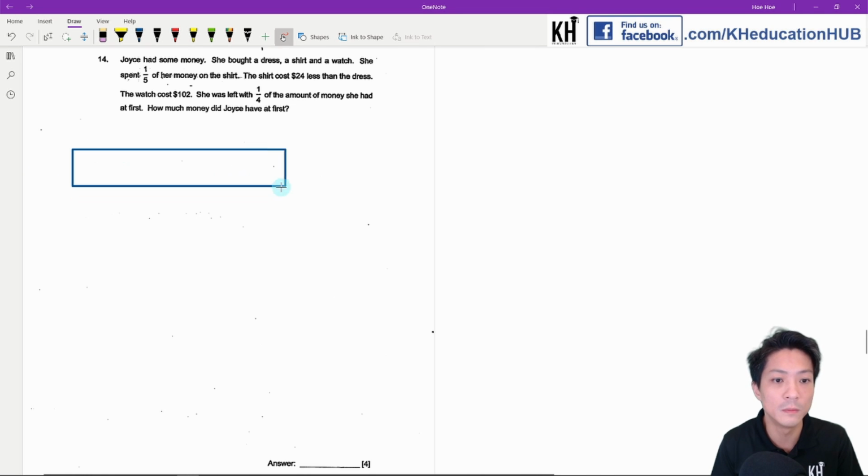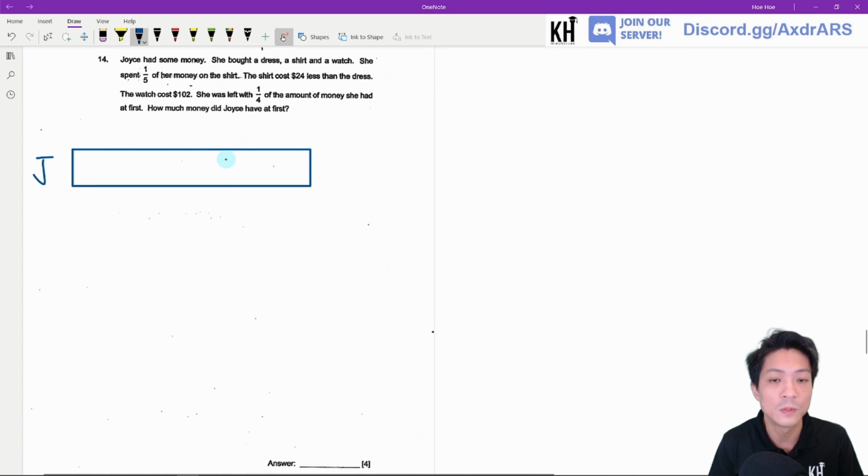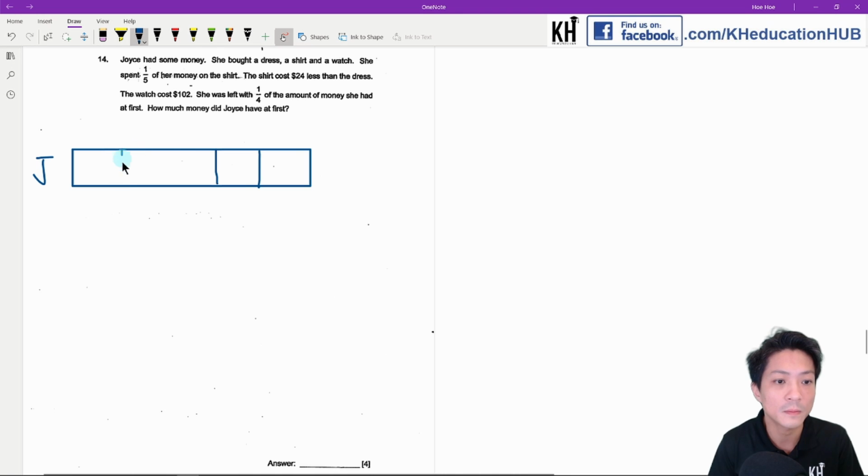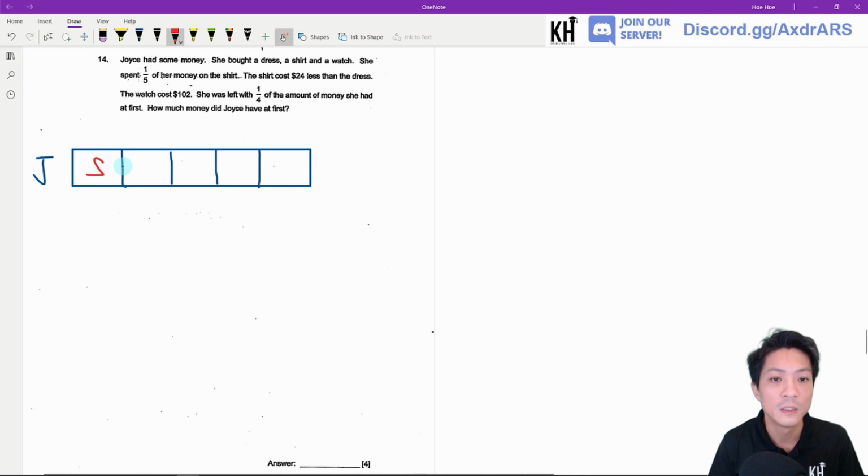Okay, we can try to draw a model. This would be the total amount of money that she had at first. Since she spent 1/5 of her money on a shirt, I'm going to cut this into 5 parts. 1/5 of her money on a shirt.